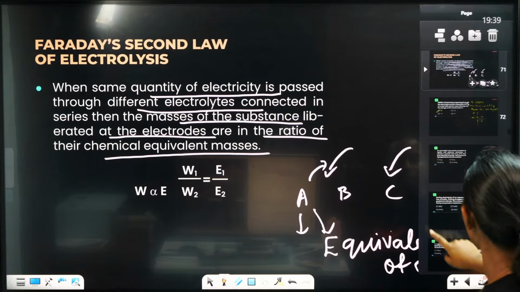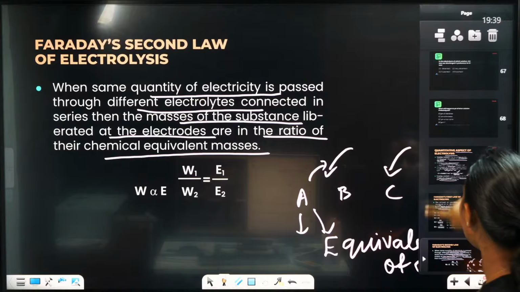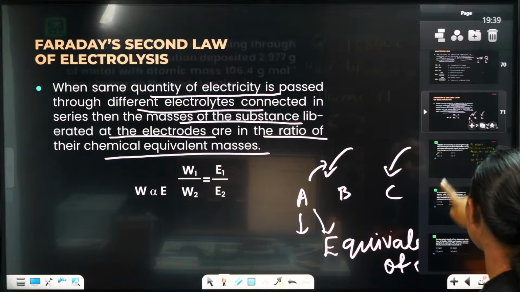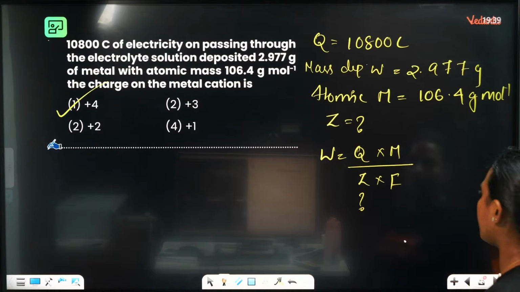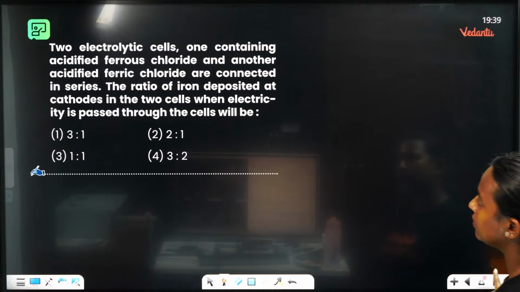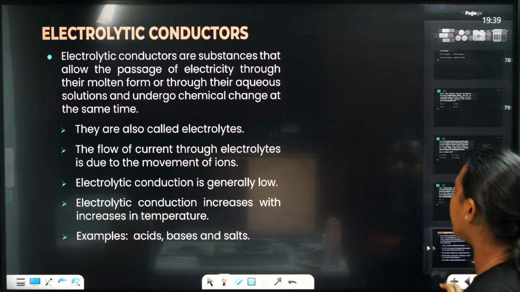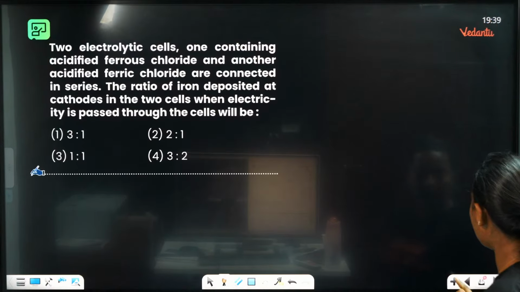Clear? So here also you can see lots of questions are there based on Faraday's first and second law. Then we are moving to electrolytic conductors.